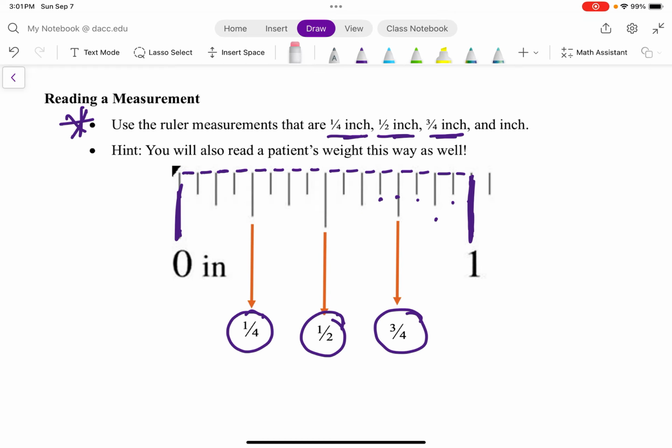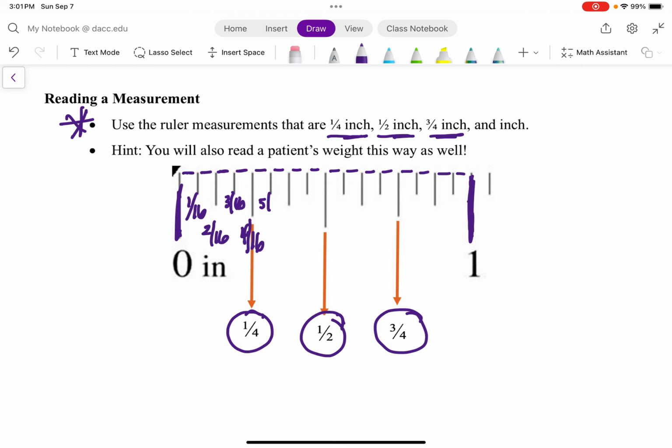So how you could write that on your ruler here is you could do that this first line is 1/16. The second line, 2/16. Third line, 3/16. The next line, 4/16.